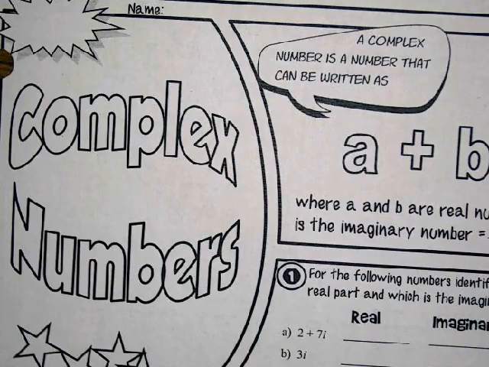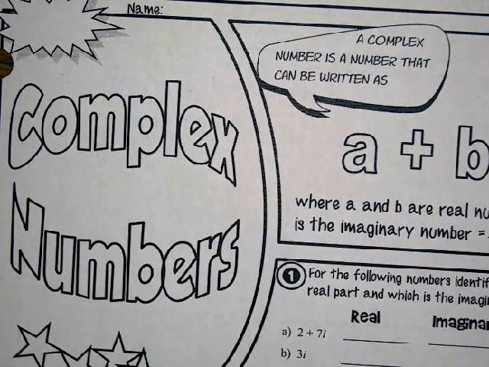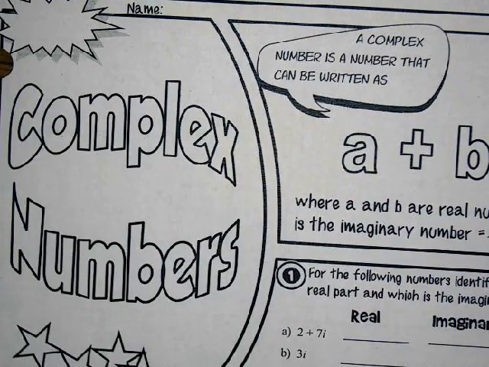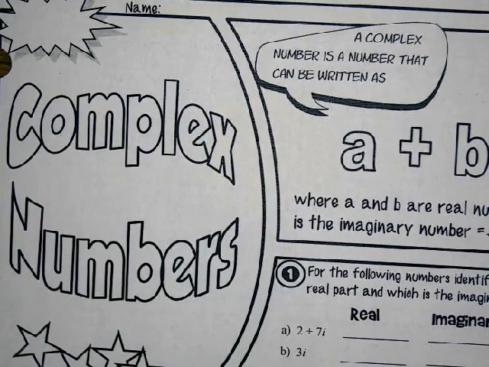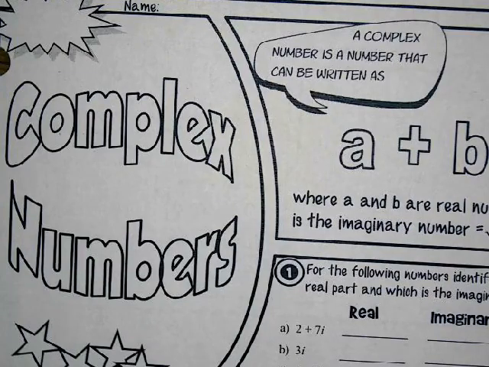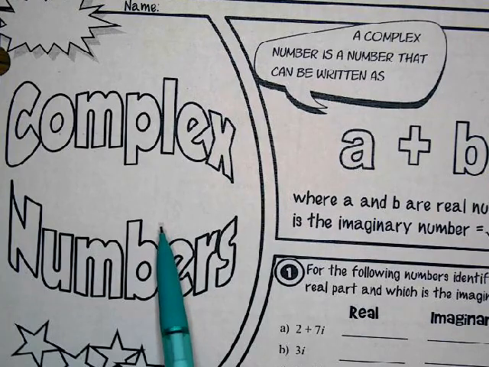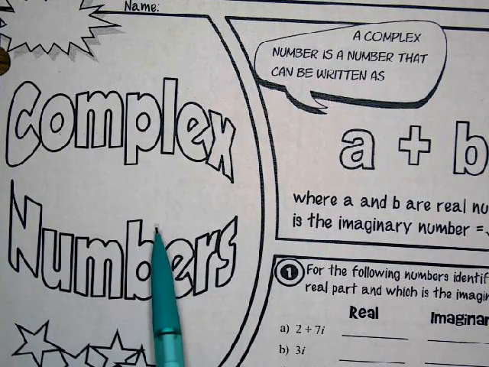Okay, if you had a friend and you were like, I kind of like this friend, but they're a complex person. What would make somebody a complex person? Like they're cool, but they're a little complicated. They got a lot of things going on. Maybe sometimes they're real, but sometimes they're fake. Okay. Complex numbers are the same way. They are real and fake at the same time.